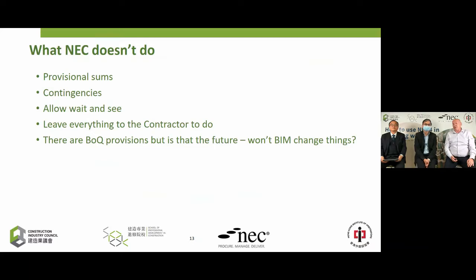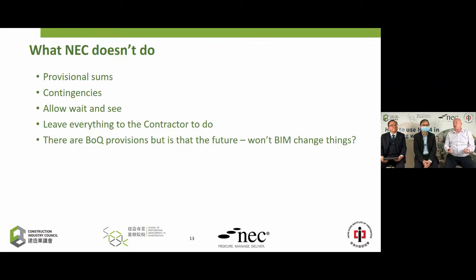So what we don't do in the world of NEC that the building industry likes us to do is adding things like professional sums and contingencies. And I used to do that. I used to add these into contracts, but what are they? Sometimes we've run out of time, so we throw in some money because we've run out of time.